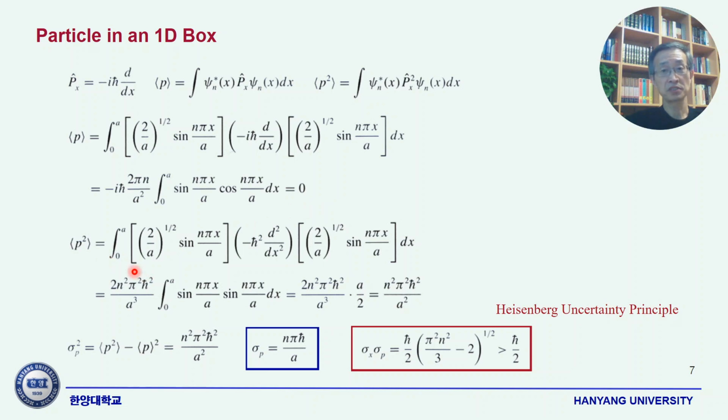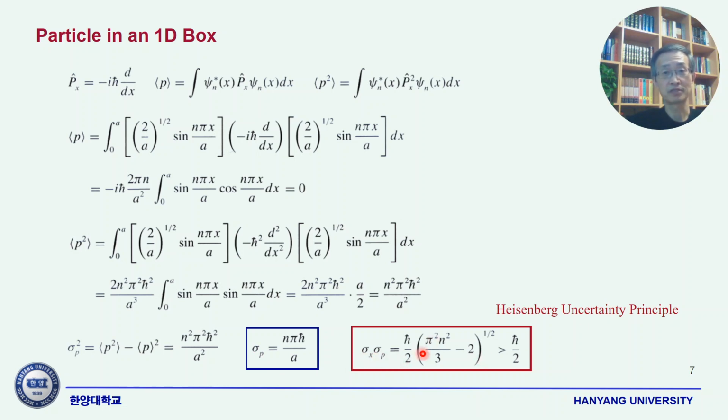And P square, which is not 0, and you have this number. Now you also can compute the P variance, which is P square average minus P average squared, which is 0. Then you have only this one. Then sigma p is the square root of this, and now you have this. What you obtained in the previous slide was sigma x. Now you have sigma p. So sigma x times sigma p is this.